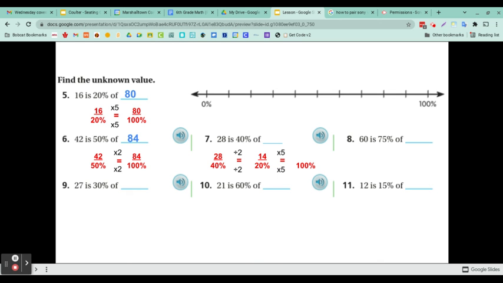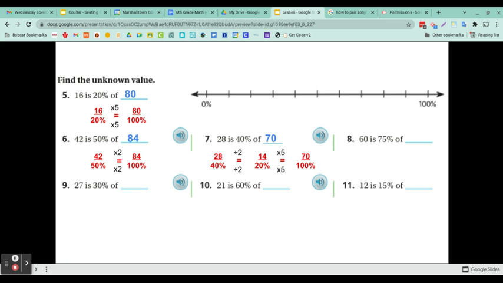So if I multiply my 20 by 5, I want to multiply my 14 by 5. So 14 times 5, go ahead and figure that out. So you should have gotten 70. So 70 is going to be 100%. So 28 is 40% of 70. So we have this little extra step here where we have to simplify it before we can multiply up when we have a percent that we can't just count by. So we're going to try that for number 8 as well.